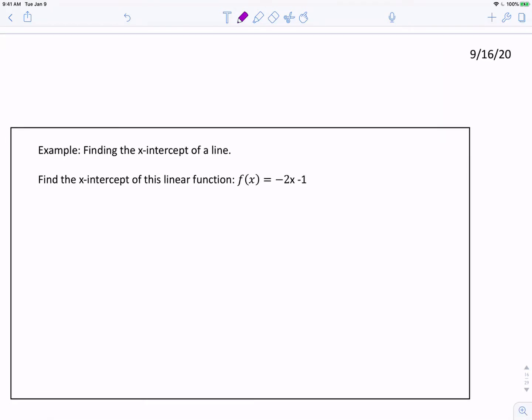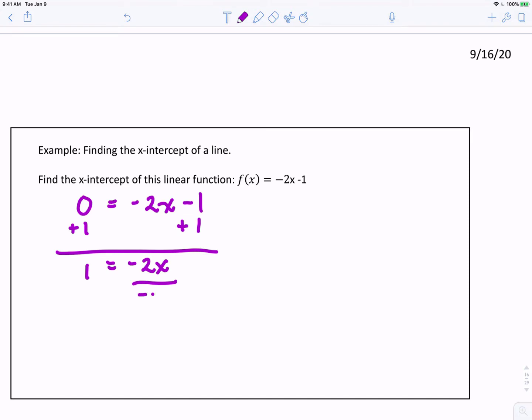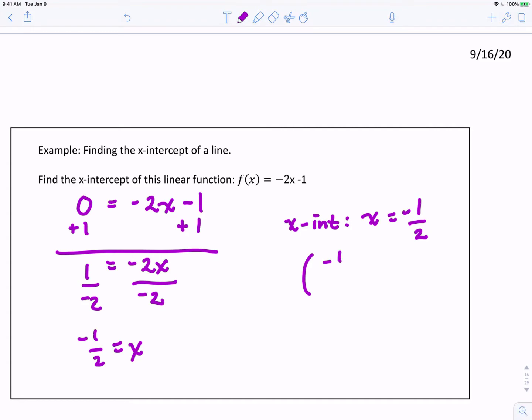Let's do another example. Find the x-intercept of this linear function, f of x is equal to -2x minus 1. So again, we're trying to find the value for x for which f of x is equal to 0. So we have 0 is equal to -2x minus 1. And again, we'll just go ahead and solve this equation. So 1 is equal to -2x, and we'll divide both sides by -2, and we have a value for x of -1/2. So the x-intercept is x is equal to -1/2, or another way of saying that is we know that this line passes through the point (-1/2, 0).